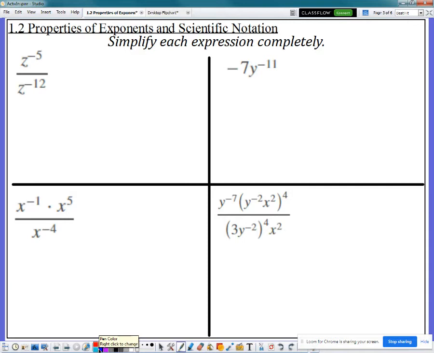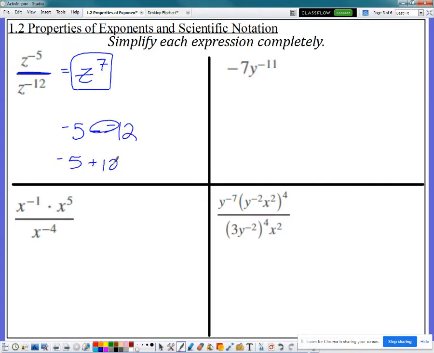We have z to the negative 5th divided by z to the negative 12th. So we know whenever we're dividing, we can subtract the exponents. So we have z, negative 5 minus negative 12 gives me a positive 7. If you don't believe me, just type it in your calculator. And once again, when you are dividing, you subtract. So it's negative 5 minus negative 12. These two negatives become a positive. So negative 5 plus 12 is 7. So that's why you get z to the 7th. But once again, just use that calculator.